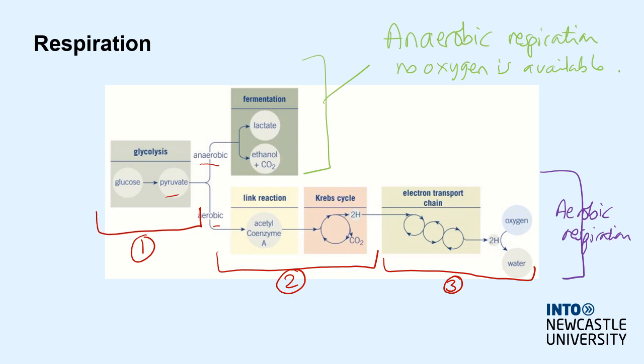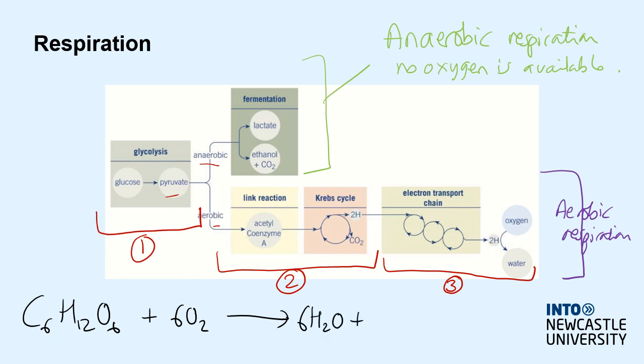When we talk about aerobic respiration, the overall equation we're going to be looking at is glucose, C6H12O6, plus 6 oxygen molecules will be broken down to 6 molecules of water plus 6 molecules of CO2. And in the process, we are going to release a lot of energy. And this energy will be stored in the ATP molecule that we talked about previously.